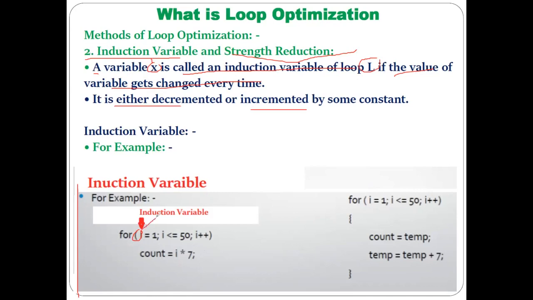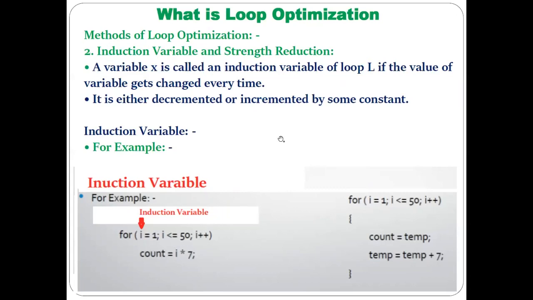So here I is nothing but what is called an induction variable. The variable in the loop whose value gets changed every time, it may be decremented, it may be incremented. Such a kind of variable is called an induction variable. Understood? I hope all of you understood the meaning of induction variable.